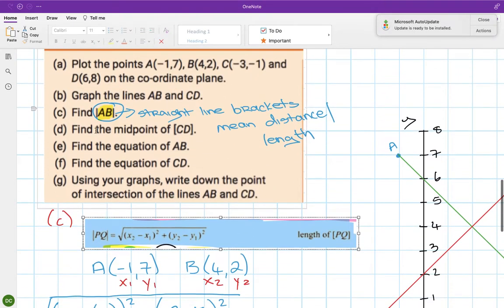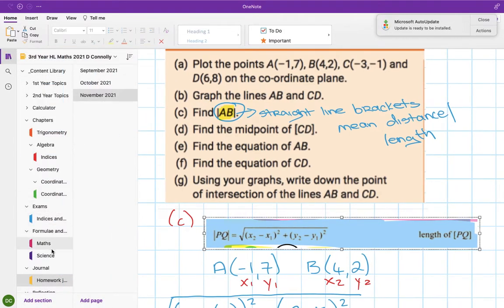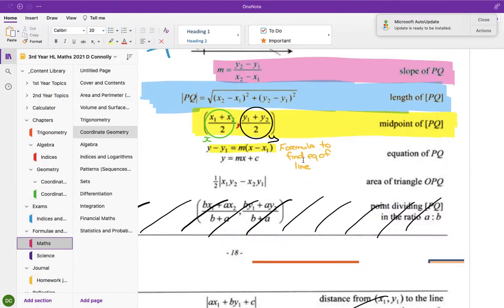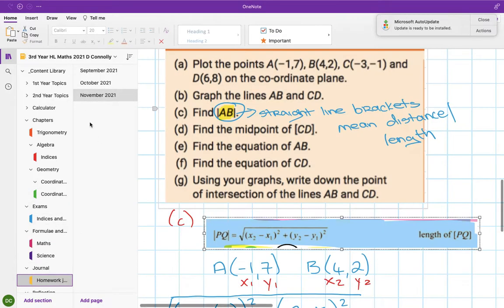Part D. Okay, so part D says find the midpoint. This time it's CD, so it's different points. And it's midpoint, so it's a different formula. So I'm going to go get my formula. So go into my table book. Midpoint is there in yellow. Put it back in here.